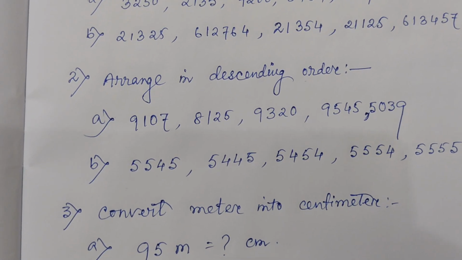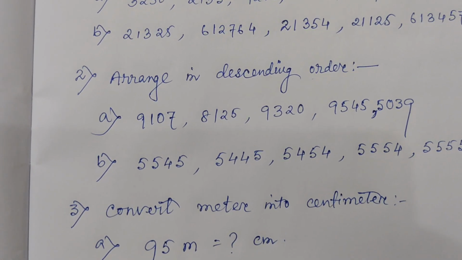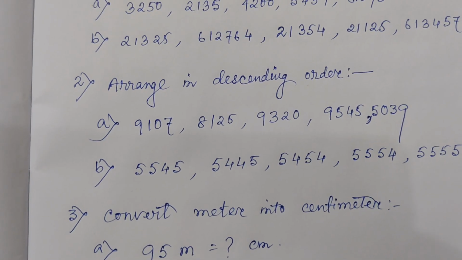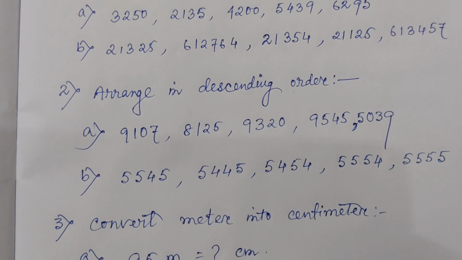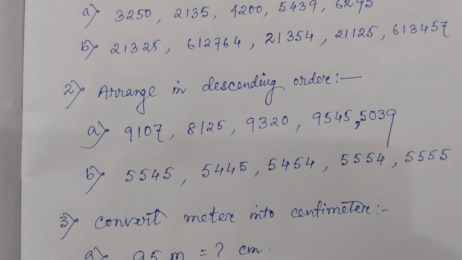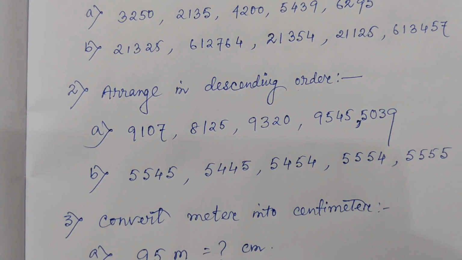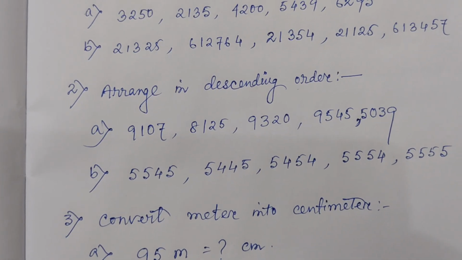Number 2, arrange in descending order. Number A: 9107, 8125, 9320, 9545, 5039. And number B: 5545, 5445, 5454, 5554, 5555.